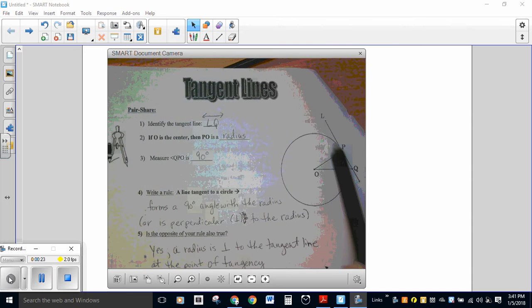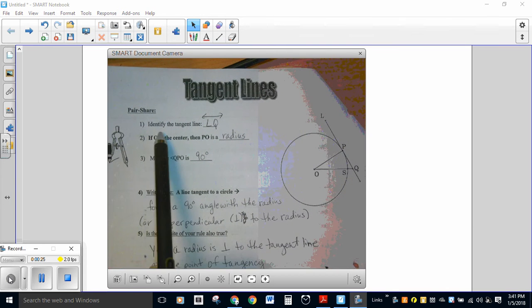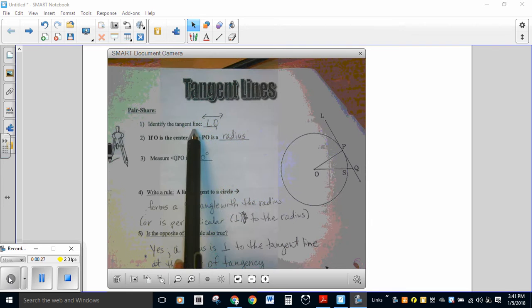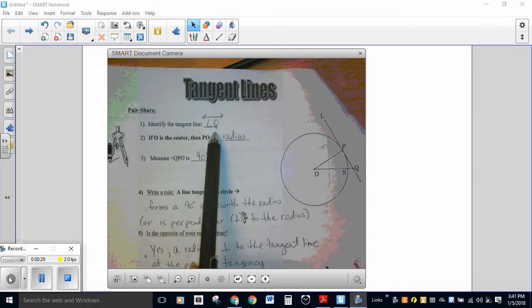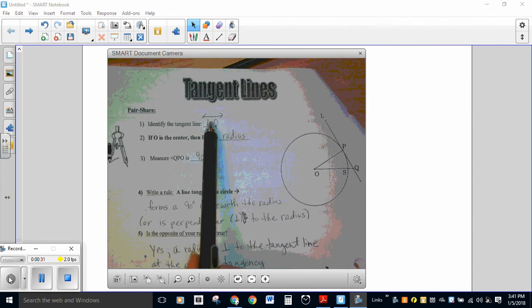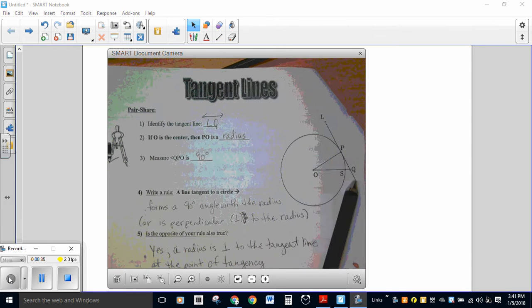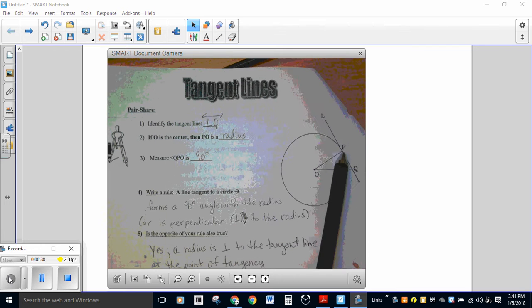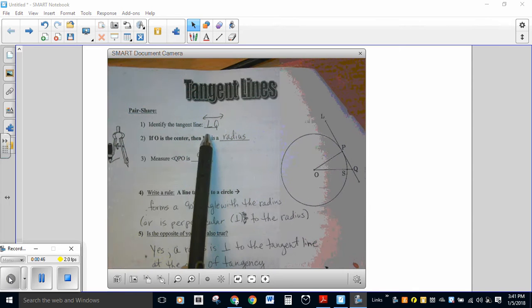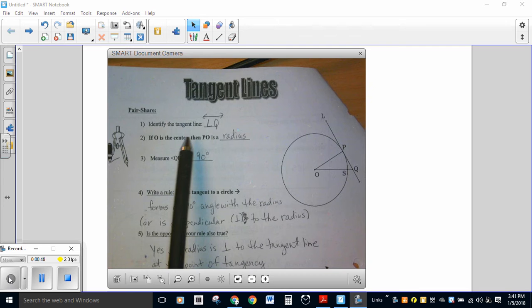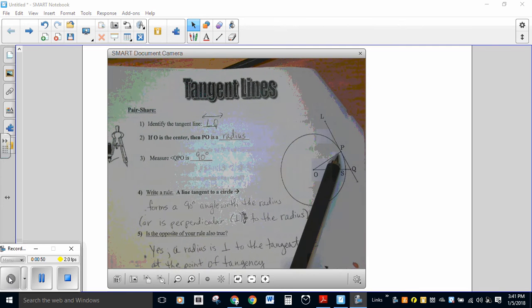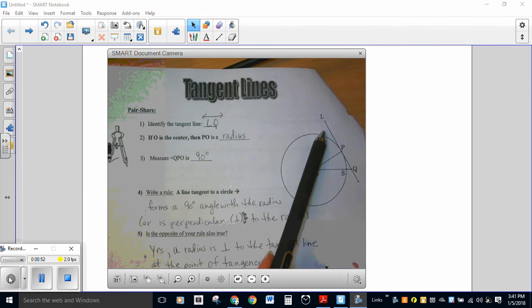Using this circle over here, it asks us to identify the tangent line. Remember, it is a line. We name a line using 2 points on the line and the line symbol. So over here on the picture, line LQ intersects the circle at 1 point, and by definition, a tangent intersects the circle at exactly 1 point, and that point P happens to be the point of tangency. So the correct answer is either line LQ, or it could be line LP or line PQ, as long as you only use 2 letters.